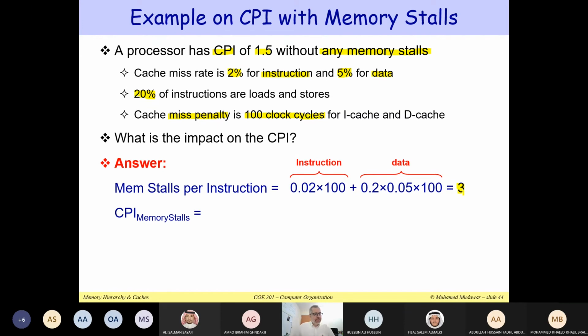So now we will say, what's the CPI in the presence of memory stall cycles? It will be the perfect memory CPI plus what we got. So what is the result? 4.5. Exactly. 1.5 plus 3 is equal to 4.5. So basically, we have increased the base CPI from 1.5 to 4.5. What does it mean to increase the CPI from 1.5 to 4.5?